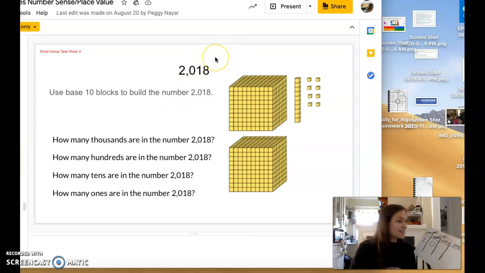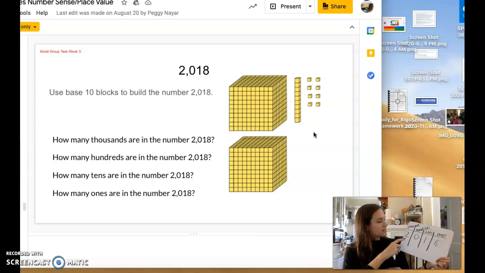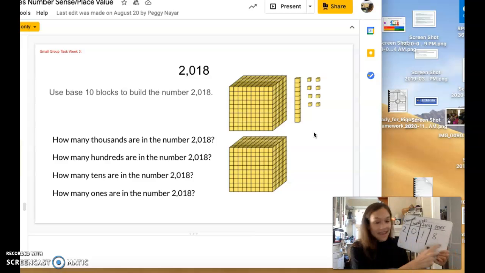How many tens are in the number 2018? Just 1 ten. Check it out. 1 ten. And how many ones? 8. 8 ones. So we have 2,018.